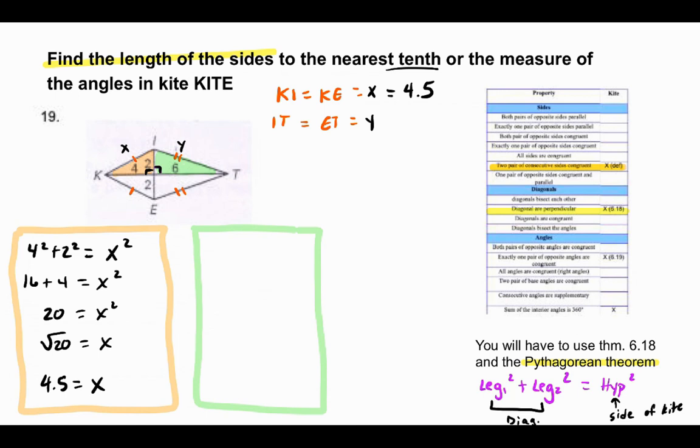And then because my diagonals are perpendicular, I've created a right triangle. So this means that I can take the leg of 2 plus the leg of 6 squared and get the hypotenuse, which is the side of my kite squared. So this is 4 plus 36 to get 40. And when we take the square root of 40 to get the value of y, we get 6.3.